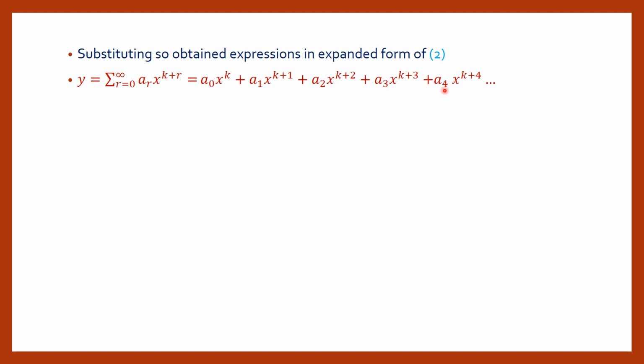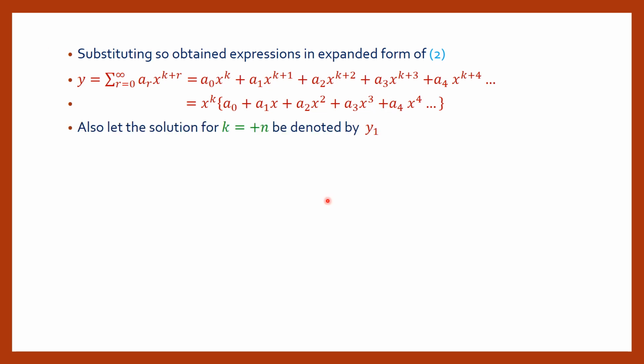Now we just evaluated expressions for a2, a3, a4, etc. If you substitute here, we get, before that we can take x power k outside from this summation, because in the first expression we have x power k, second also we have x power k, third also we have x power k, everywhere we have x power k common. If you take it outside, we get x power k into a0 plus a1x plus a2x square plus a3x cube plus a4x power 4, etc. Now we replace for a2, a3, a4, whatever we just evaluated.